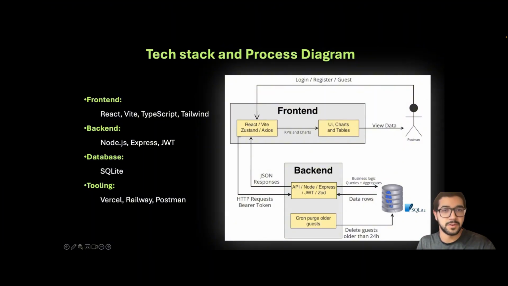So the user or Postman hits the front end, then it goes to the back end in the API with Node, Express, and JWT, and then the back end hits the SQLite database for queries and it returns a JSON. Then in sequence, the front end renders the UI, also all the charts and tables. The cron job deletes all the guest users that are older than 24 hours. So the requests to the API use the bearer token for HTTP requests, data rows, and business logic.